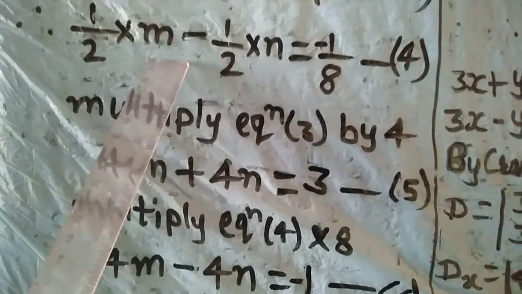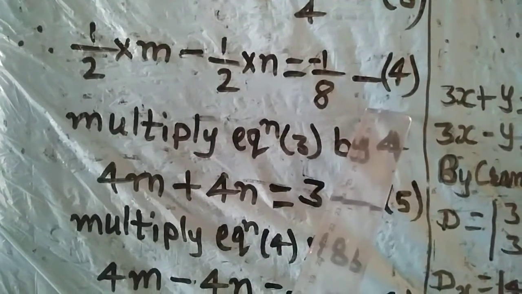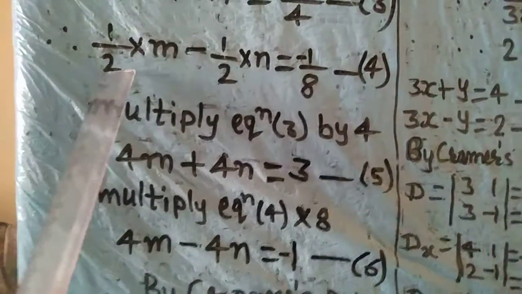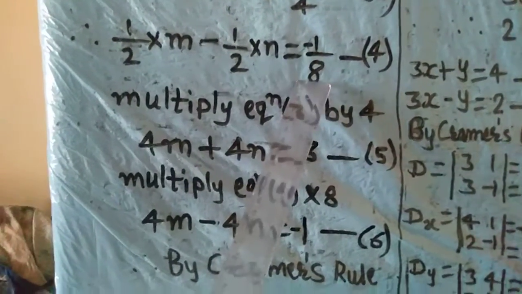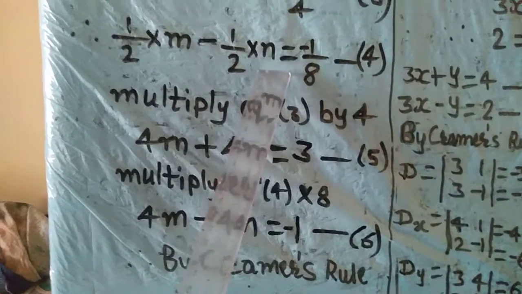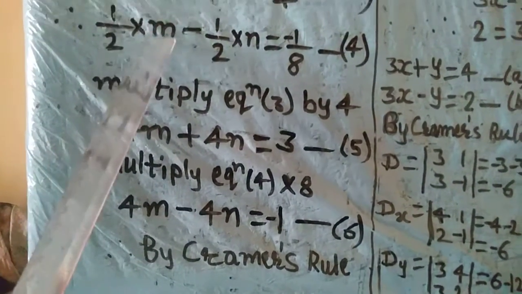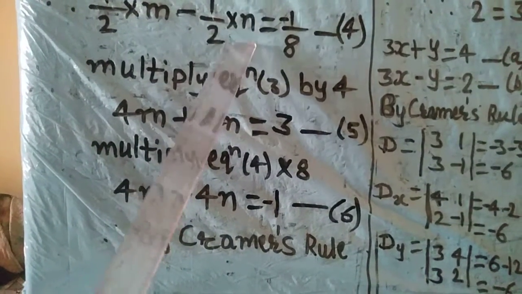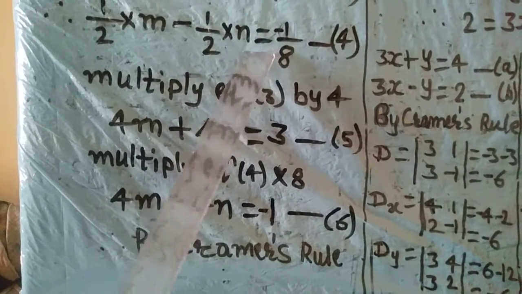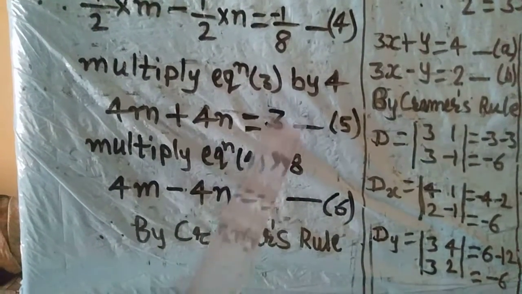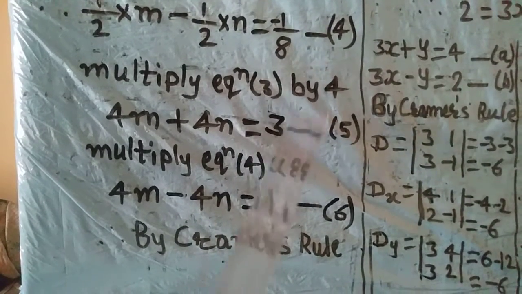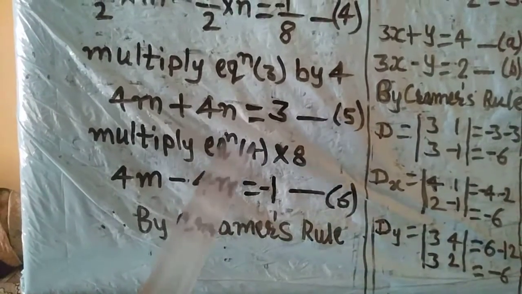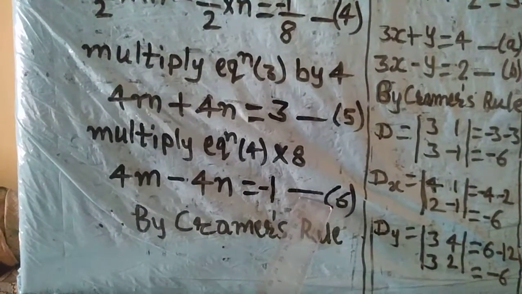Again you have to make equation 4 in standard form. So to convert it into standard form we have to multiply that equation by 8. Each term you have to multiply by 8. So 1 upon 2 multiplied by 8 multiplied by m gives you 4m. 1 upon 2 multiplied by 8 multiplied by n again gives you 4n. And minus 1 upon 8 multiplied by 8, the 8s get cancelled, so we get minus 1. So now we get the equation in standard form.